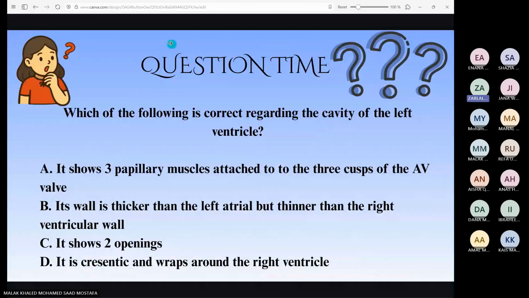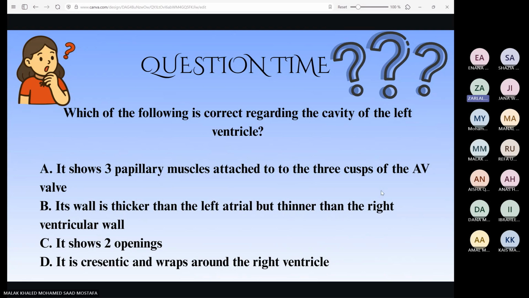Which of the following is correct regarding the cavity of the left ventricle? You can answer in the chat box or you can open your mic. Okay, for the sake of time, I'll just move forward. The answer is that it shows two openings. So why is it like that? Let's go through each option.